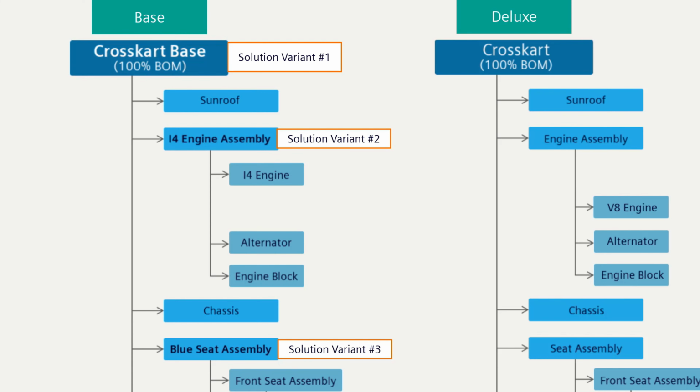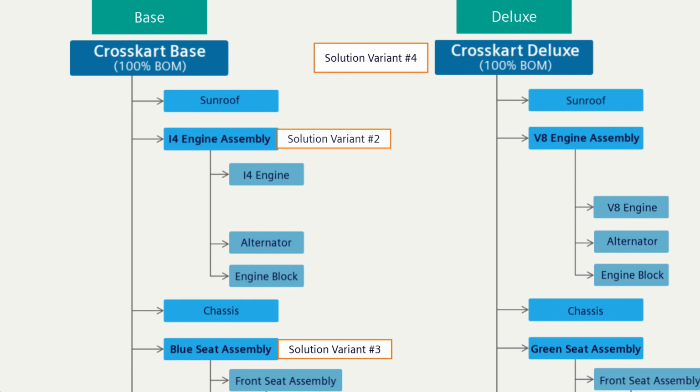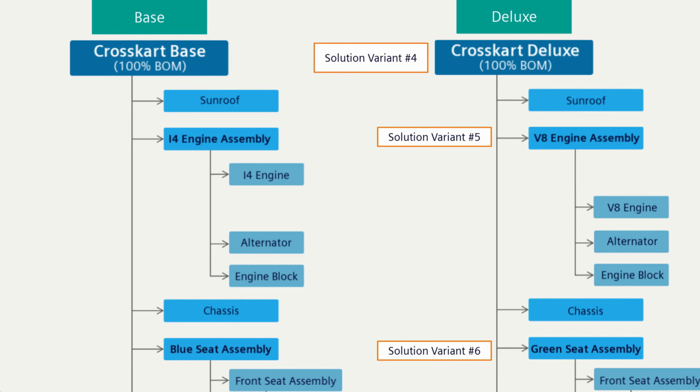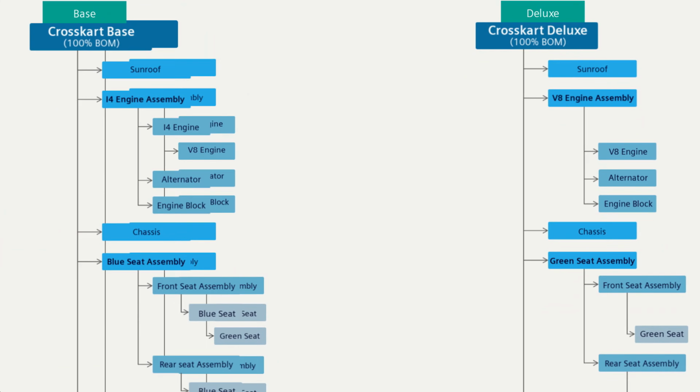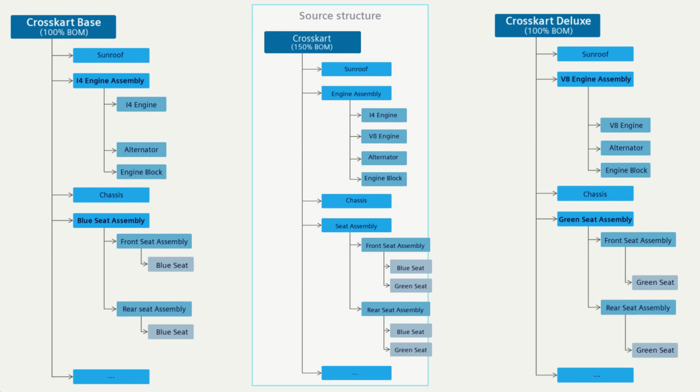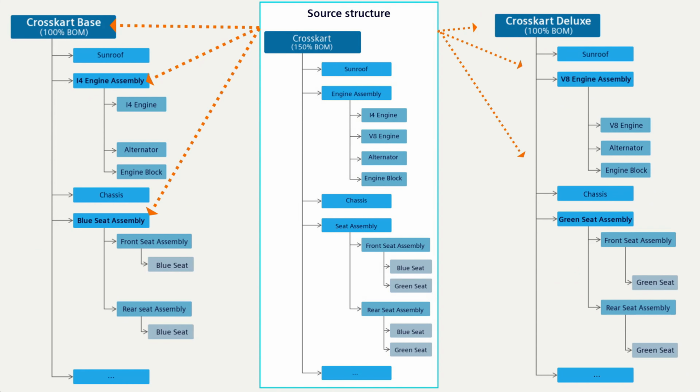Similarly, 3 solution variants can be created for the deluxe variant, namely, Crosscard Deluxe, V8 engine assembly, and green seat assembly. The source structure, Crosscard, is maintained as a separate entity and is linked to each solution variant. It can continue to evolve.